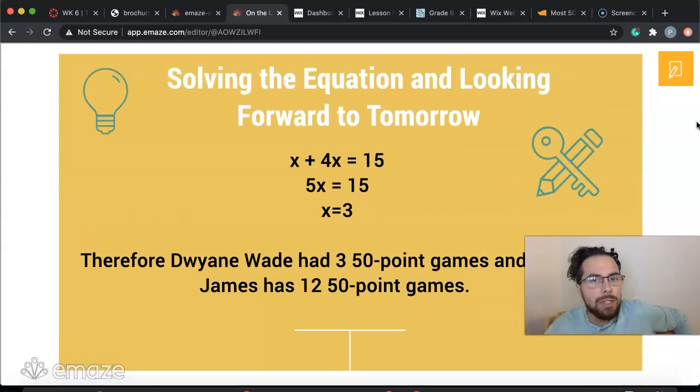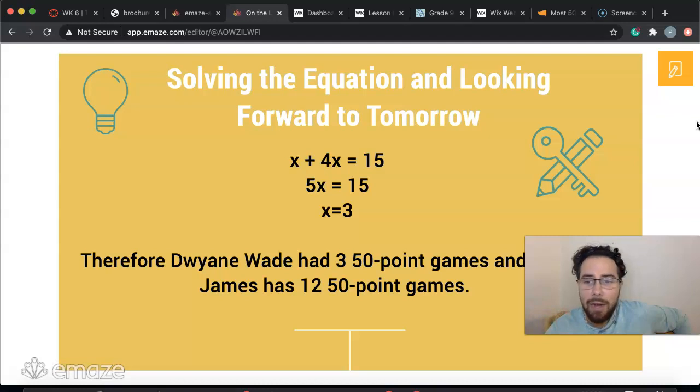So very simple. X plus 4x equals 15. We're going to combine both x's. And now we have 5x equals 15. We'll divide both sides by 5. And we're left with x equals 3. And if you guys remember, x equals Dwayne Wade. So we know now that Dwayne Wade has 3 50-point games.